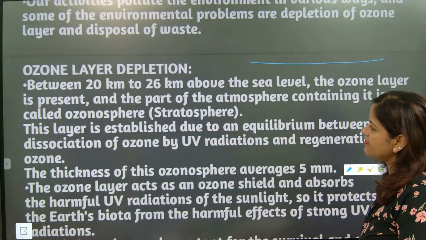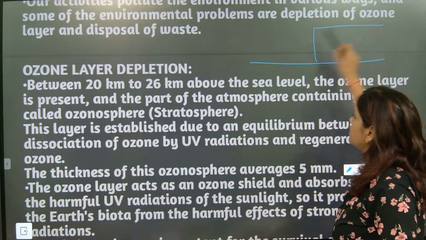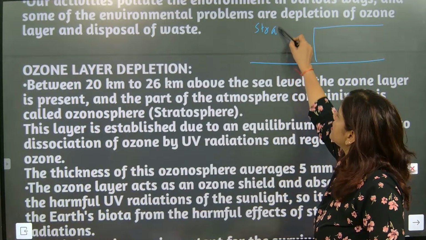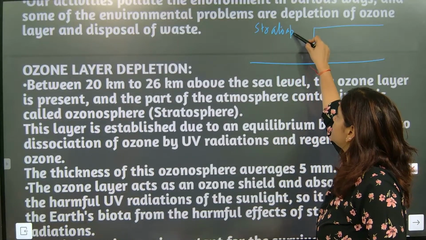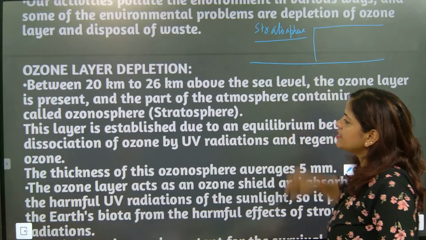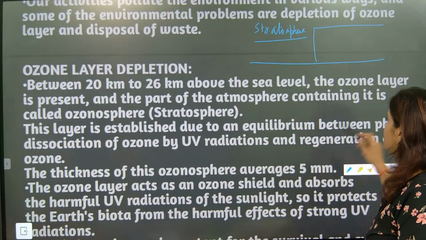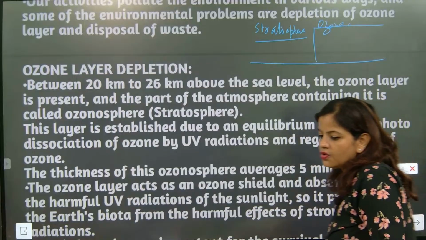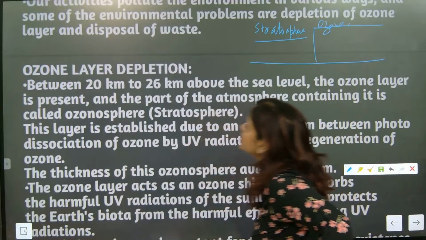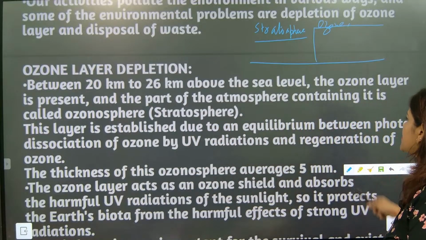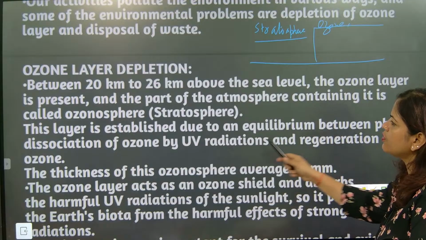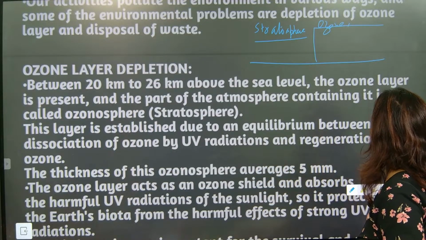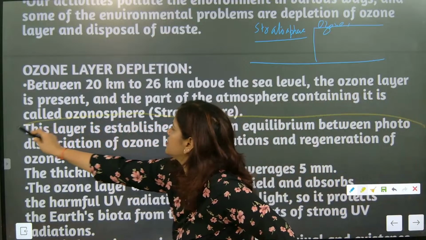So this is the sea level. 20 to 26 kilometers above, you will see the stratosphere. This is a special layer, and in this only the ozone layer will be present. I hope you have understood this better. This layer is established due to equilibrium between photodissociation of ozone by UV radiation and regeneration of ozone. This is the most important part.